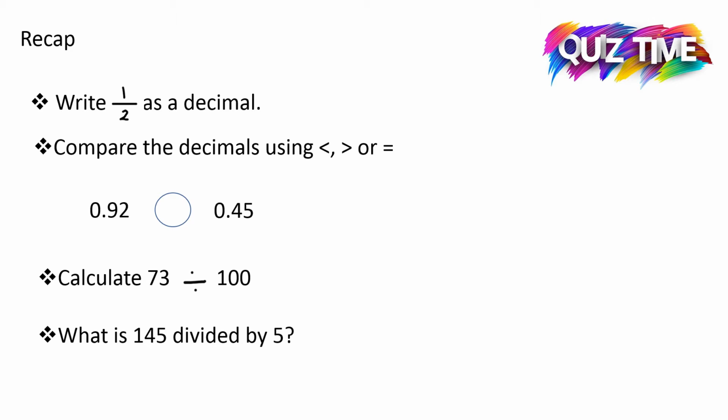Write a half as a decimal. Compare the decimals using these symbols: smaller than, greater than or equal to. Calculate 73 divided by 100 and what is 145 divided by 5. So pause and do this now. Excellent. Let's go through the answers.